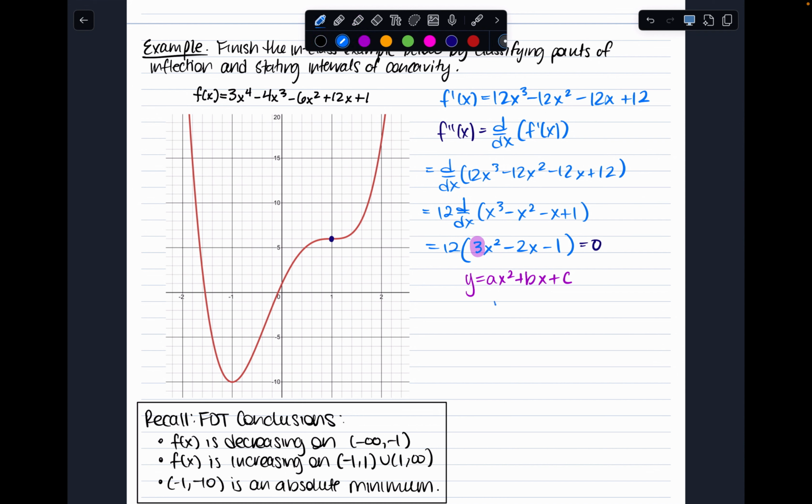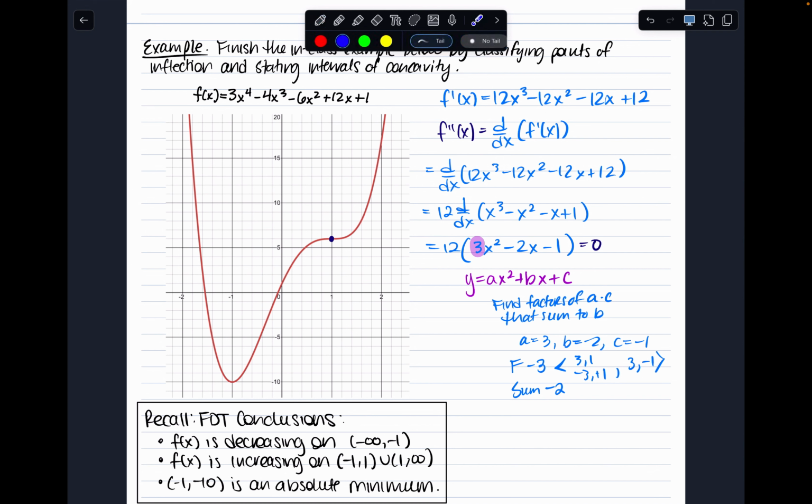Okay, to factor this, you need to find factors. So find multiples of A times C that sum to B, where A, B, and C are the following coefficients. So the coefficient of A is 3, the coefficient of B is -2, and the coefficient of C is -1. So we need to find factors of -3 that sum to -2. Well, the only factors of 3 that exist are 3 and 1, or -3 and -1, -3 and +1, or 3 and -1.